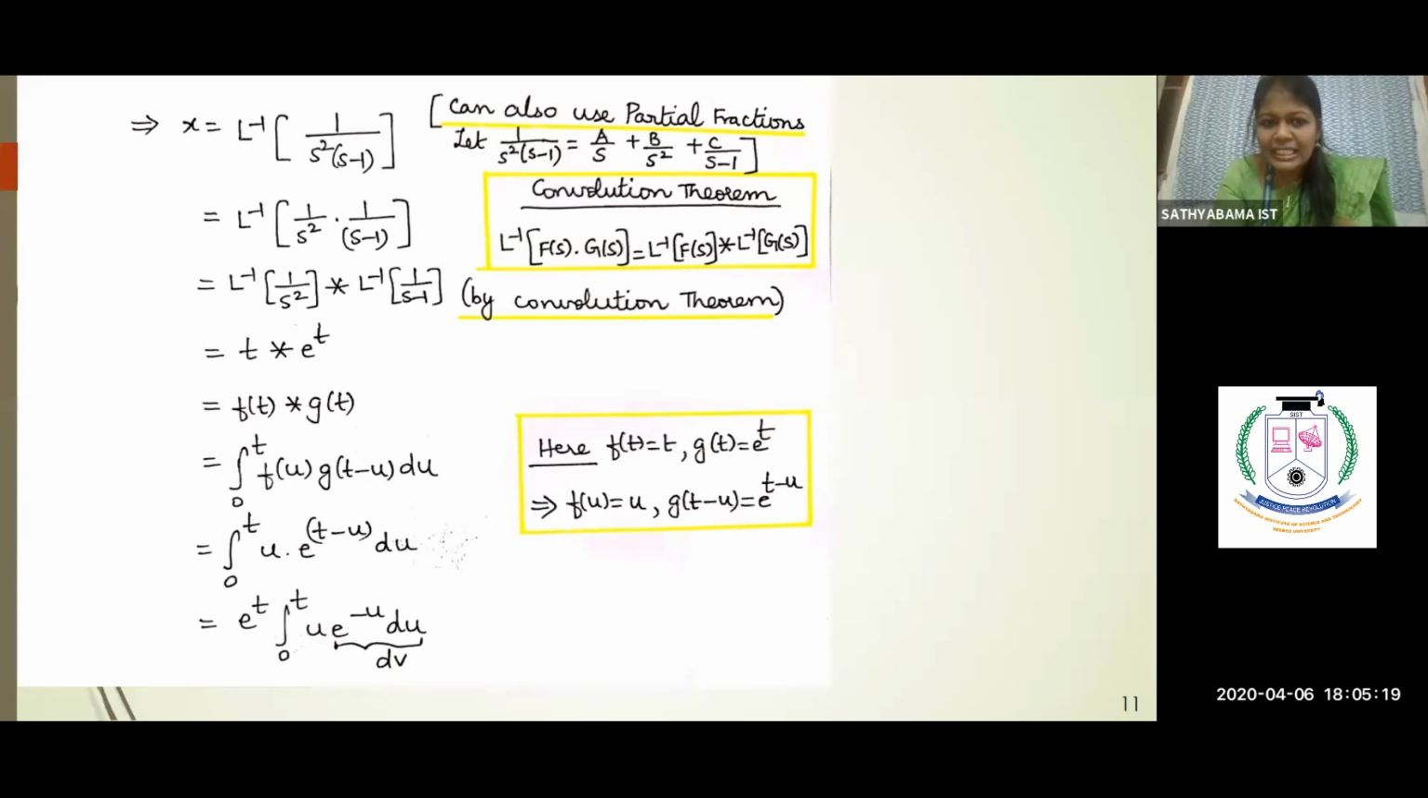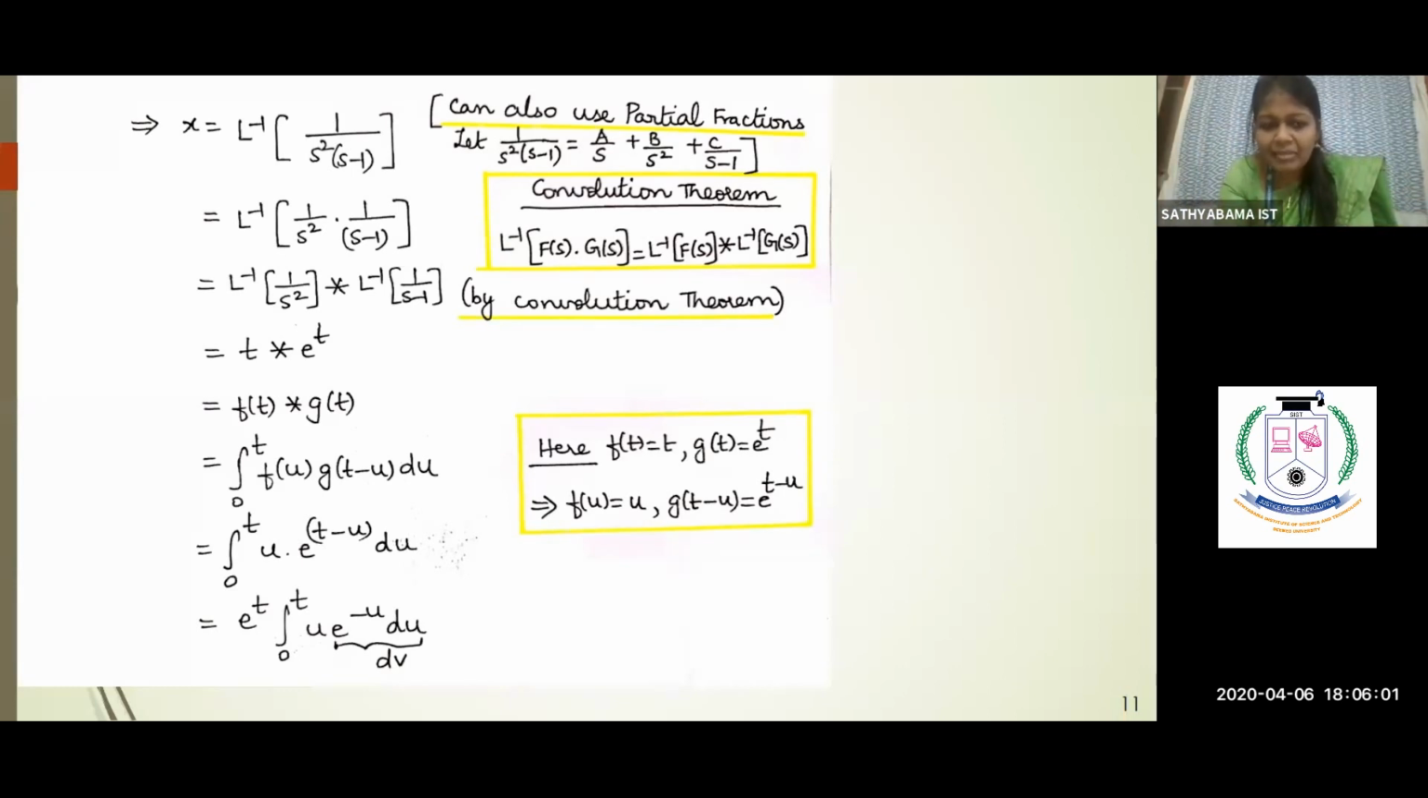Have you understood? In place of f of s, I have 1 by s square. In place of g of s, I have 1 by s minus 1. So all I've done is use convolution theorem here. Now you have to use the formula. You have to know this. What is L inverse of 1 by s square? It is t. See, the formula is this: L inverse of 1 by s power n plus 1 is t power n by n factorial. I hope you got that. So L inverse of 1 by s power 1 plus 1 will be t power 1 by 1 factorial. So I've just written t.